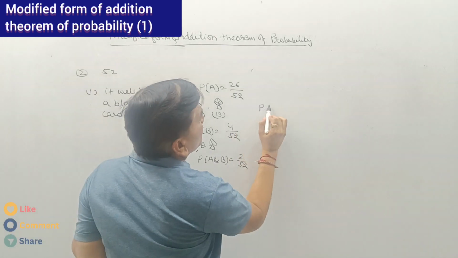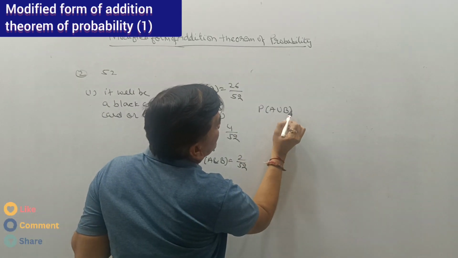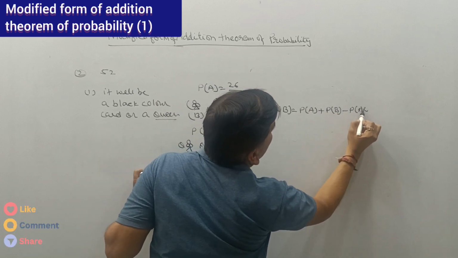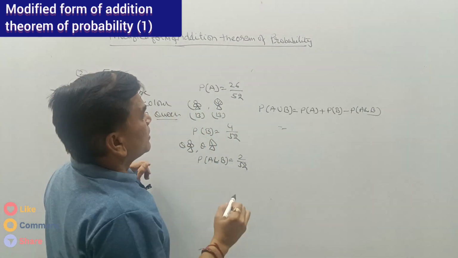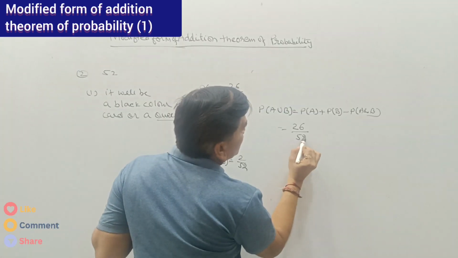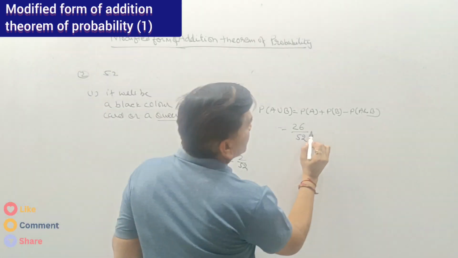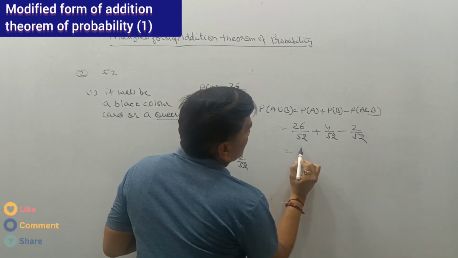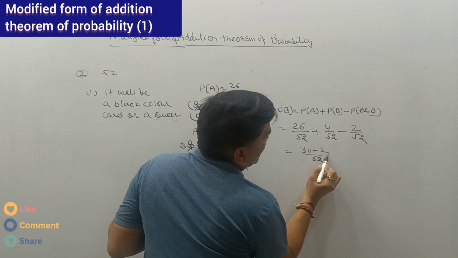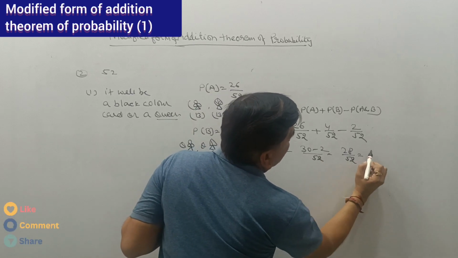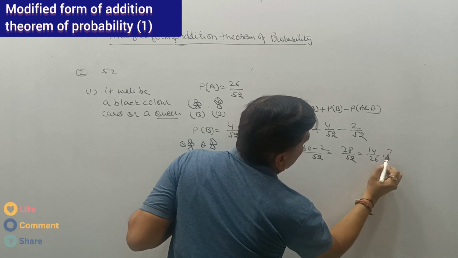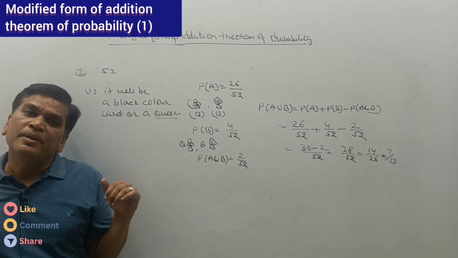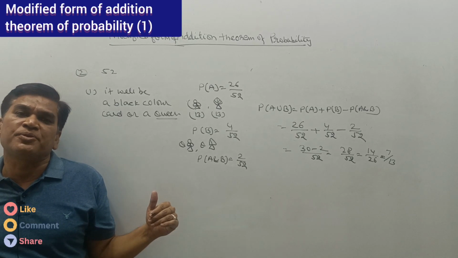So for getting the probability of A union B, that is probability of A plus probability of B minus probability of A and B, we will have 26 divided by 52 plus 4 divided by 52 minus 2 divided by 52. So that will be 30 minus 2 upon 52. So the answer will be 28 by 52, that is 14 upon 26, that is 7 upon 13. In this form, we use the modified form of the addition theorem.